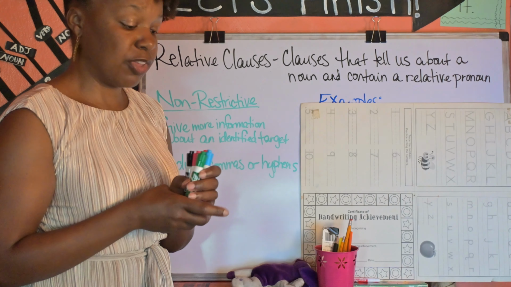All right, so let's continue, okay? So it gives more information about an identified target. It's optional. The information is optional. It's not necessary. And it will include commas or hyphens. So let's take a look at some examples.